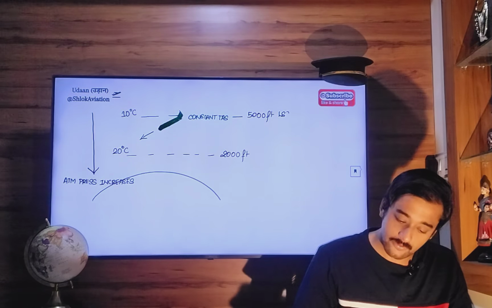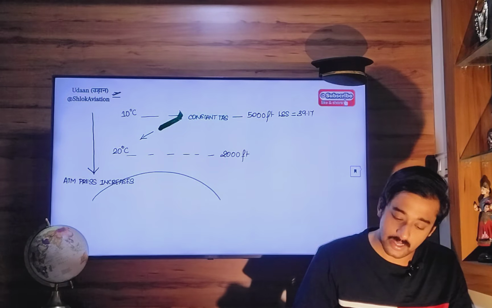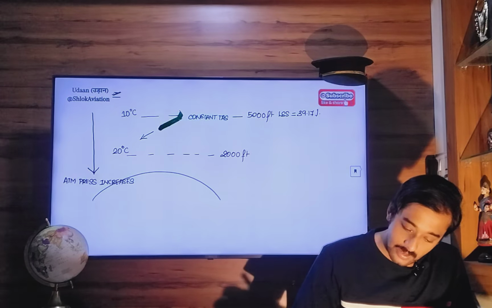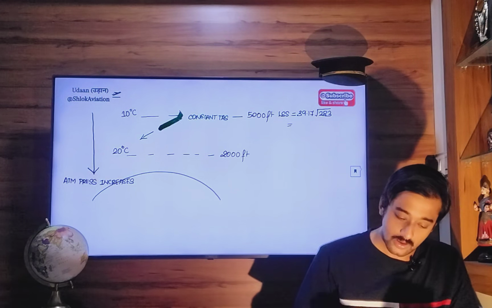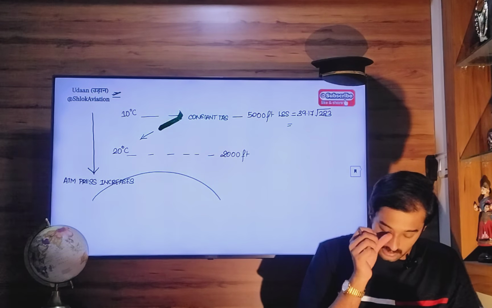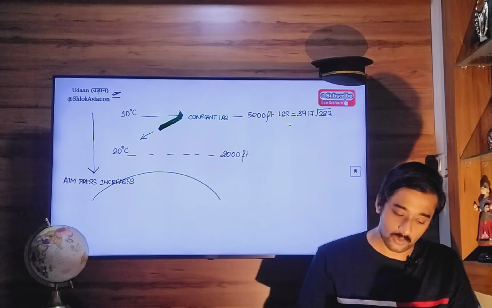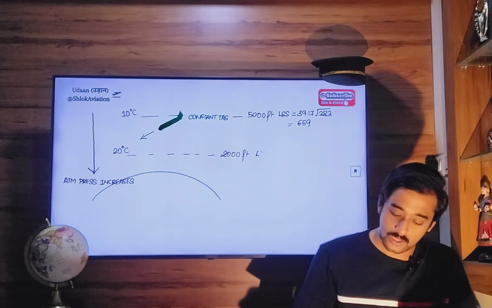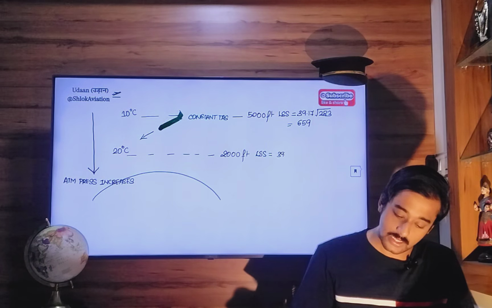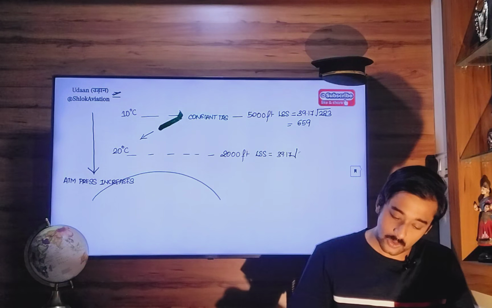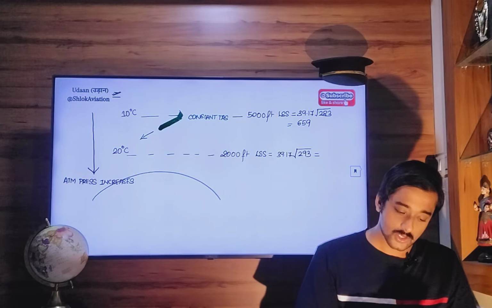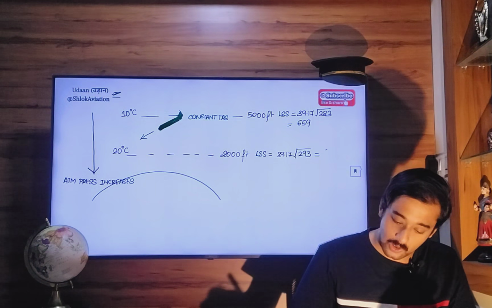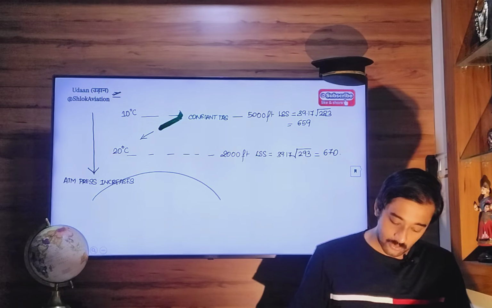Local speed of sound at 5000 feet will be 39.17 square root of temperature in Kelvin. So 10 degrees Celsius in terms of Kelvin is 283 Kelvin. So square root of 283 into 39.17 is 659 knots. Local speed of sound at 2000 feet will be 39.17 square root of 293. So square root of 293 is 670 knots. Okay. Now let's calculate Mach number.